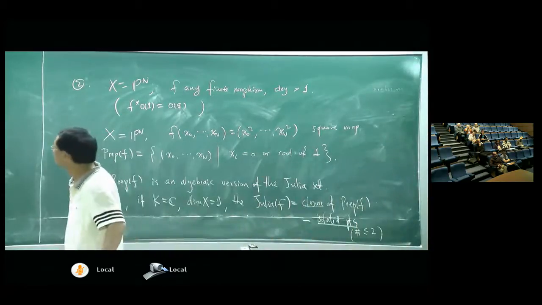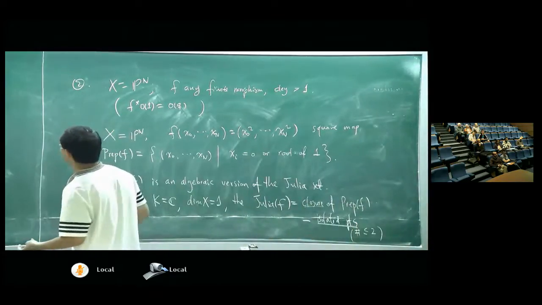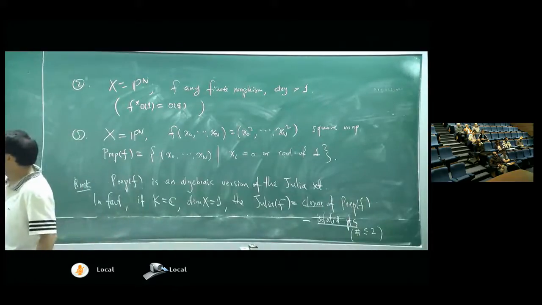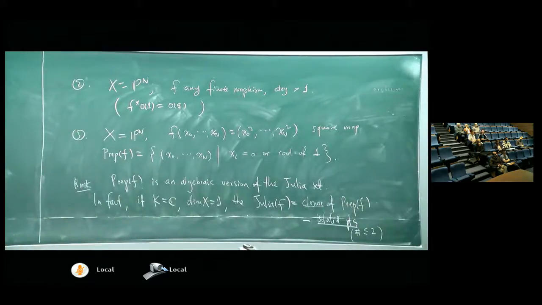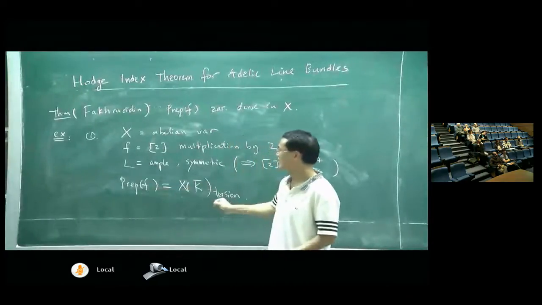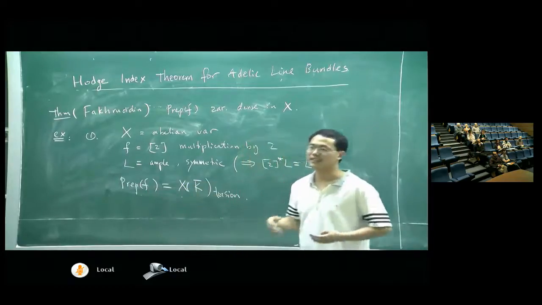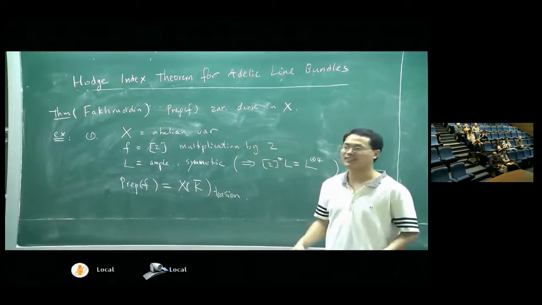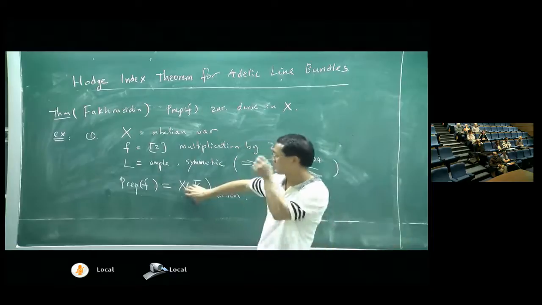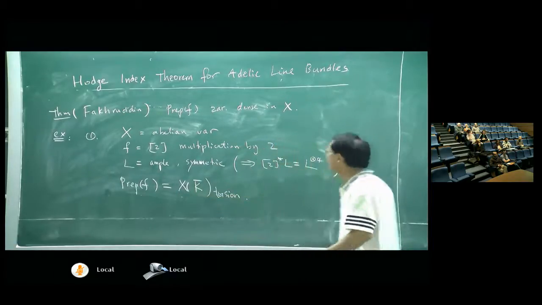So to give you some feeling, we look at this example. Then this pre-PF is just all the torsion points. Then if we take closure, complex closure, then you just get the whole complex torus. So in that case, the Julia set is the whole thing.